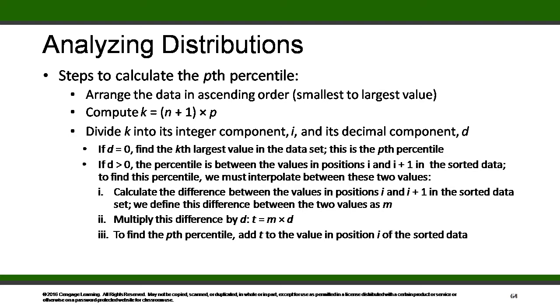If d is greater than 0, the percentile is between the values in positions i and i plus 1 in the sorted data. To find this percentile, we must interpolate between these two values. Calculate the difference between the values in positions i and i plus 1 in the sorted data set. We define this difference between the two values as m. Multiply this difference by d: t equals m times d. To find the pth percentile, add t to the value in position i of the sorted data.